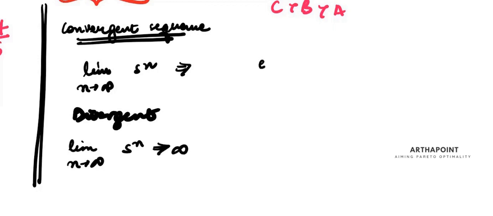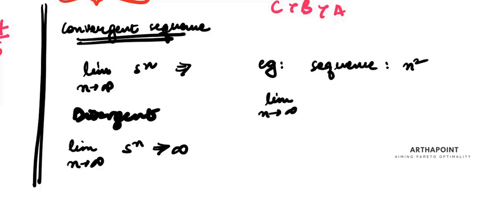For example, if my sequence is n square, then as limit n tends to infinity, it simply gives you infinity, because you're just saying infinity square. As n keeps increasing, your number will keep increasing. So this is clearly a divergent sequence.